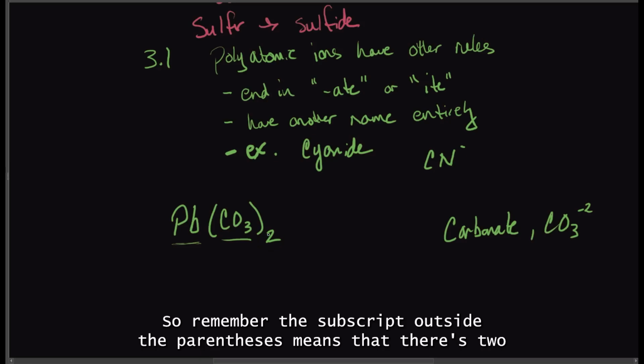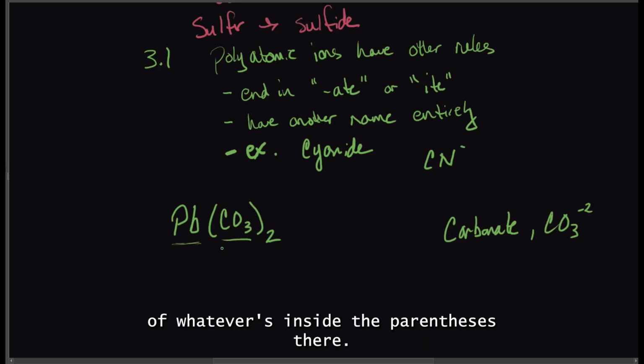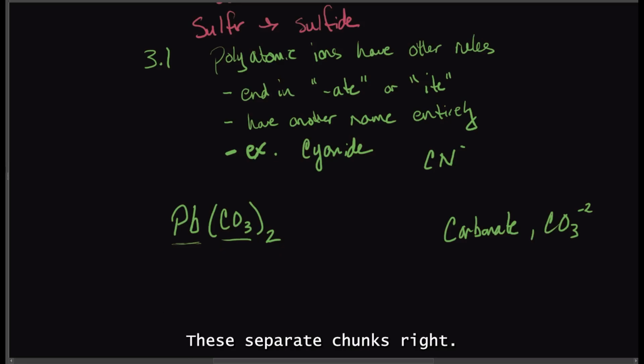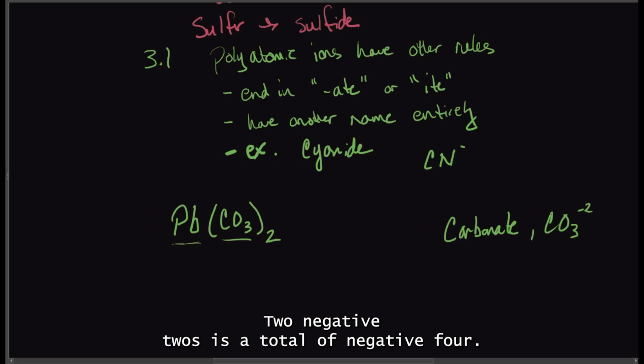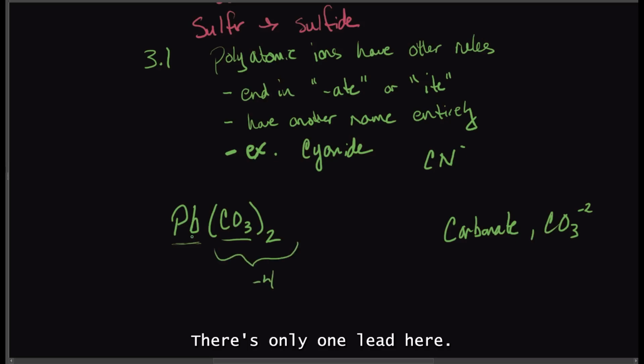Yeah? So remember, the subscript outside the parentheses means that there's 2 of whatever is inside the parentheses. They're these separate chunks, right? So this is 2 carbonates. But that means it's a total of what charge? 2 -2s is a total of -4. There's only 1 lead here. 1 cation. One atom. It must have what charge? It must have a +4.